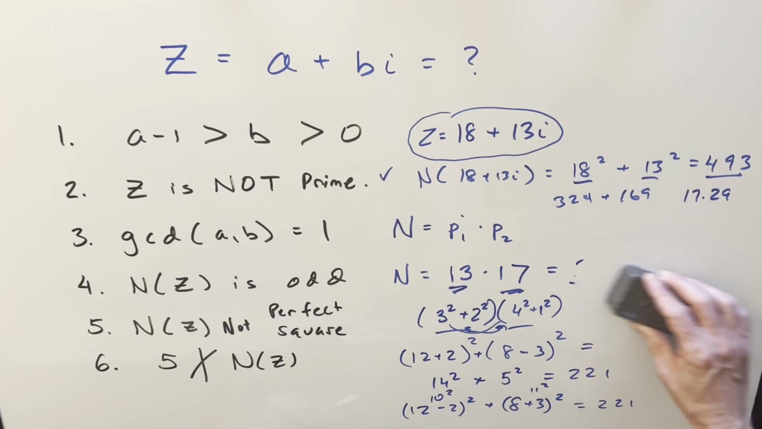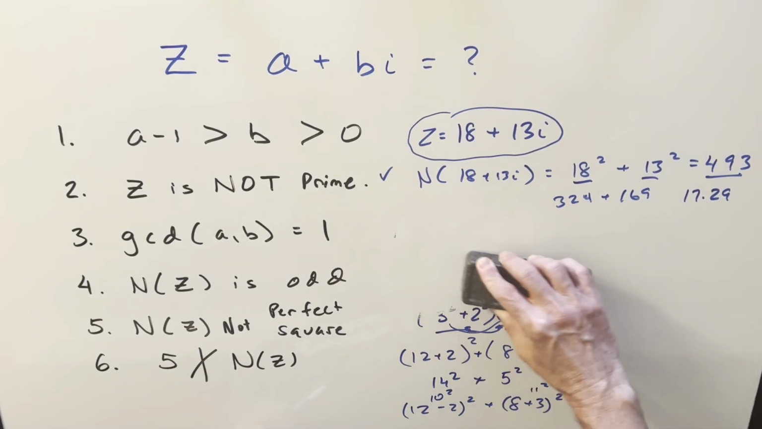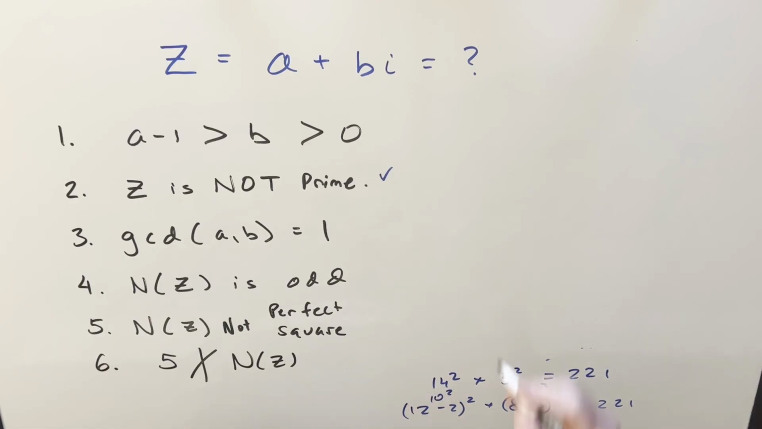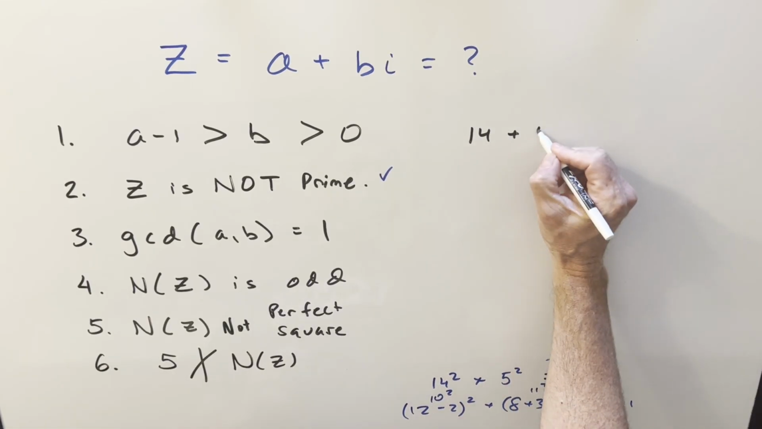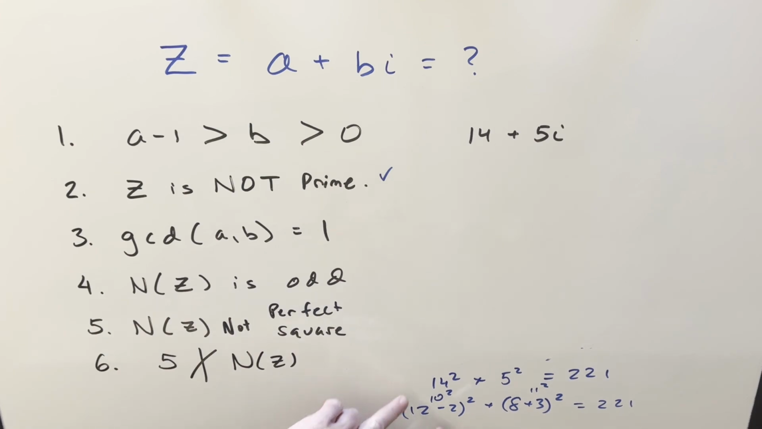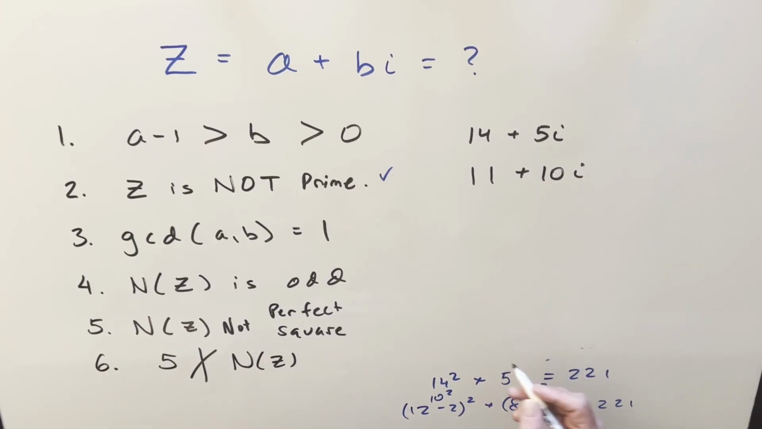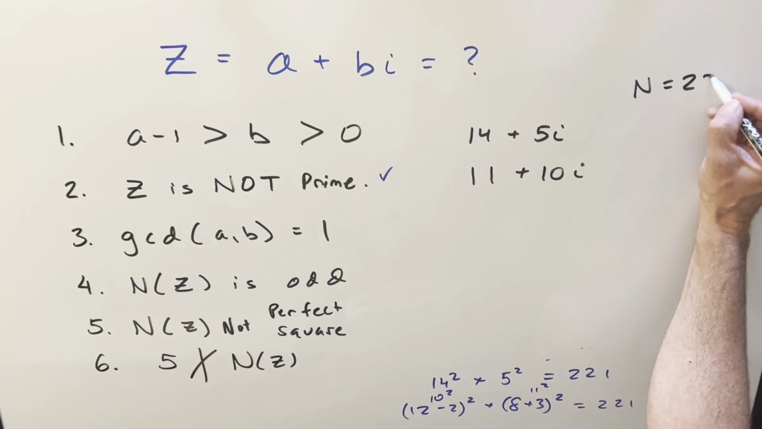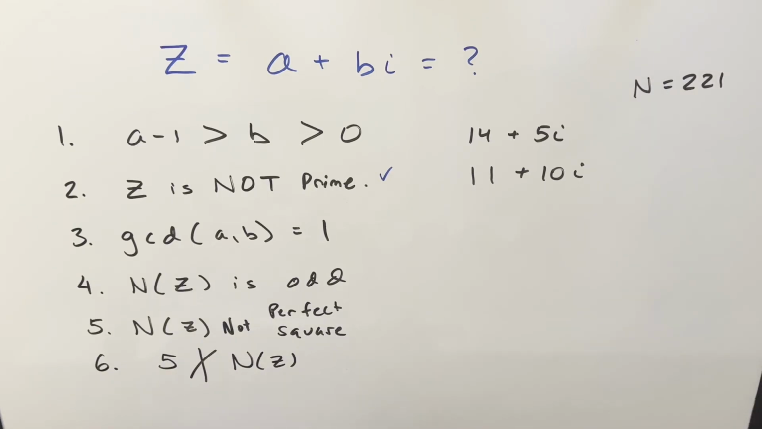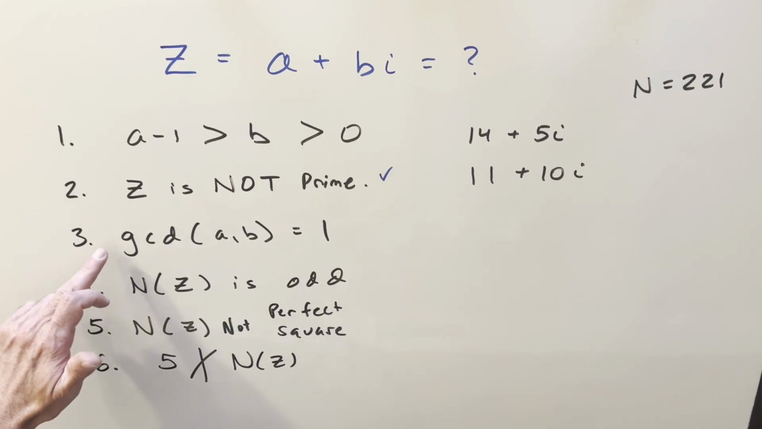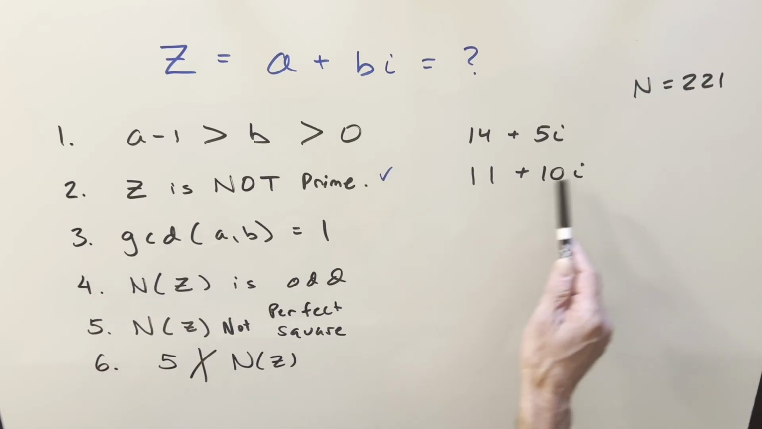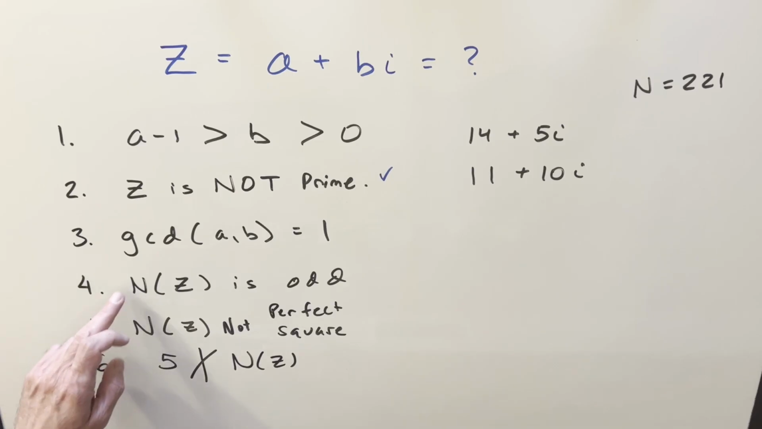So let me take these two factorings and turn them into complex numbers. For 14 squared plus 5 squared, I can write this as 14 plus 5i. And then for 10 squared plus 11 squared, we want a greater than b, so I'll reverse it and write it as 11 plus 10i. The norm again on both of these is going to be 221. So now with all that, we have it down to just 2 candidates. Looking through, does it meet all the criteria? Yes, we have GCD is 1. They're both, again, not prime. We have the norm is odd, 221.